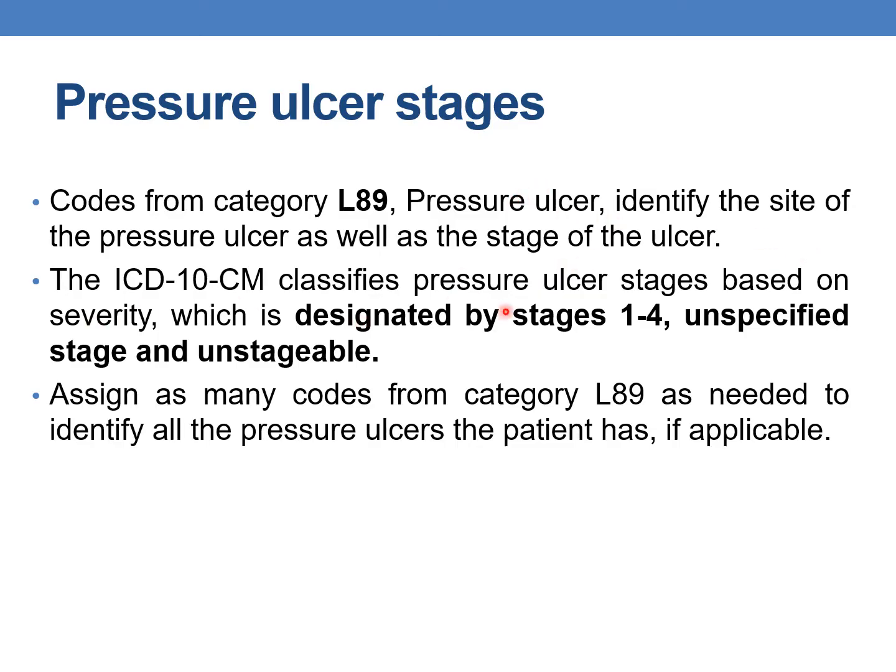ICD-10-CM classifies pressure ulcer stages based on severity, which are designated by stage 1 to 4, unspecified stage, and unstageable stage, and assign as many codes from the category L89 as needed to identify all pressure ulcers the patient has, if applicable. You can assign as many codes as possible from the category L89 if the patient has many ulcers.